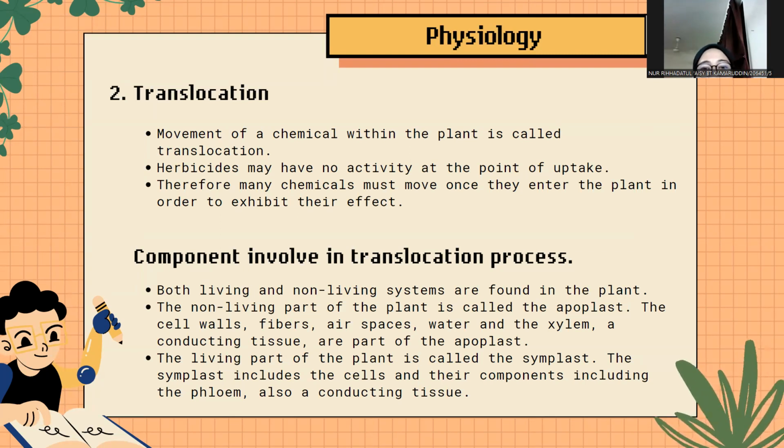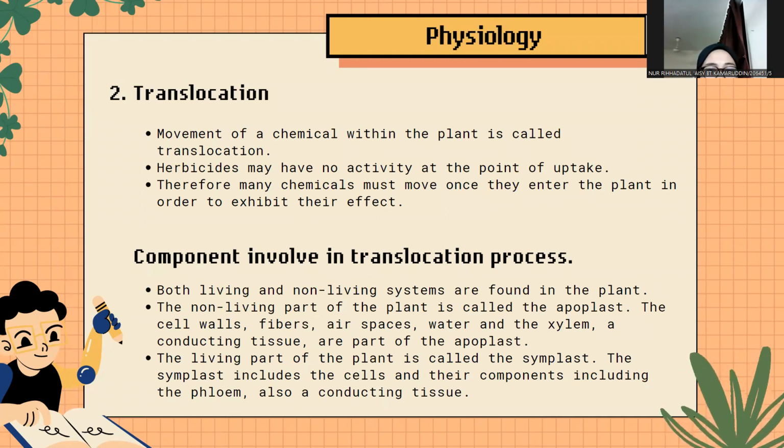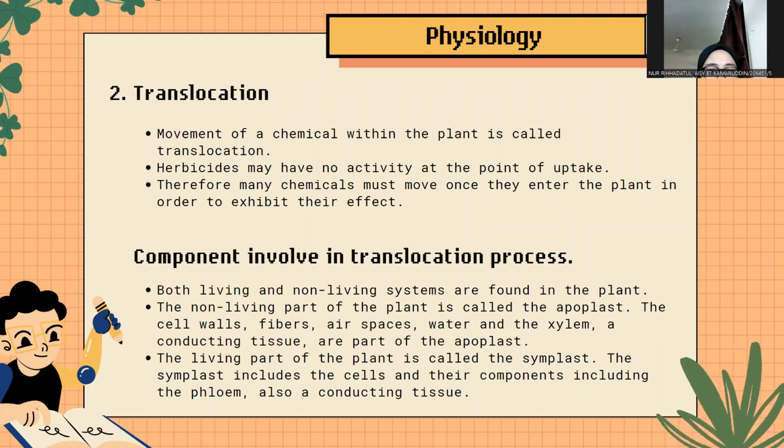Other herbicides do not move at all and still exhibit herbicide activity. Such non-mobile herbicides are called contact herbicides because they are potent at the site of uptake. Both foliar and root applied herbicides may be contact herbicides.